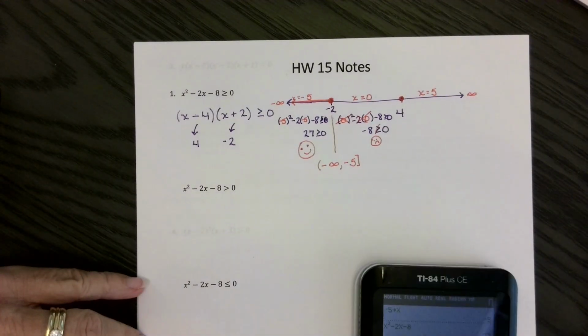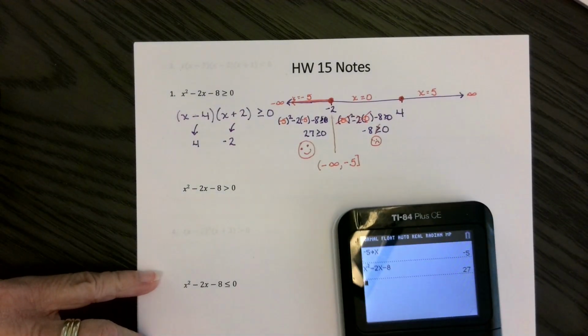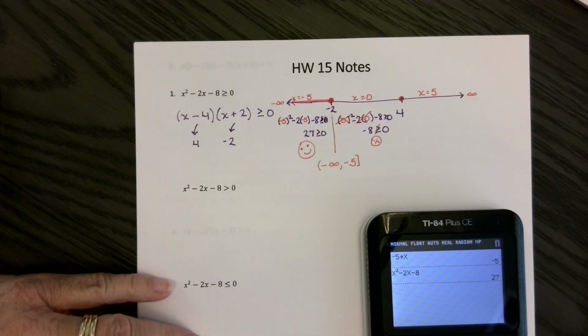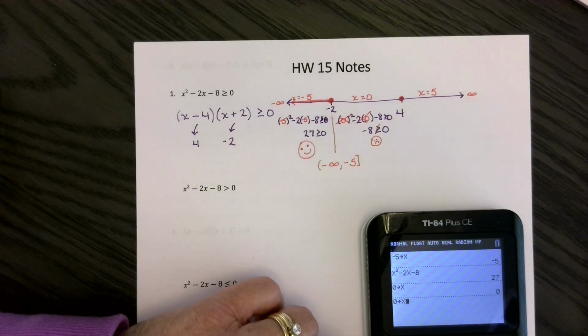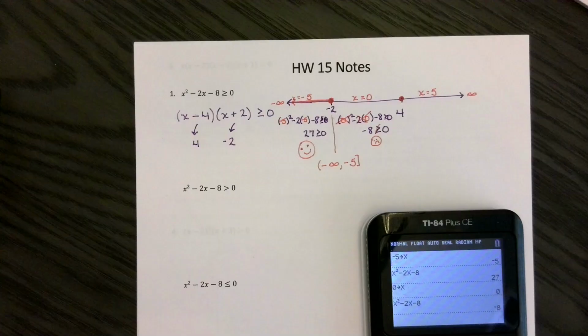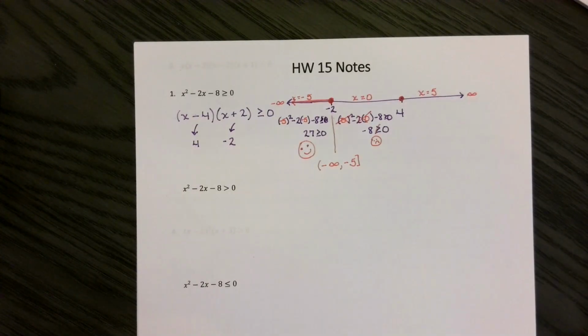And again, you can do that on your calculator. I personally just put -8, but even if you had to use your calculator, store 0 under x, bring it back up, and you get -8, okay?